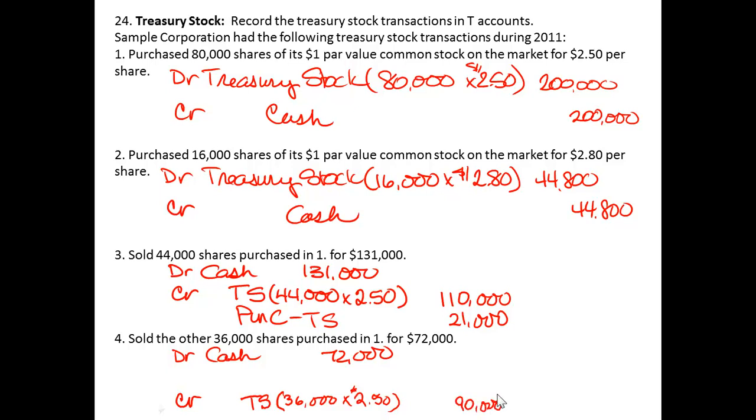And we said that what we use first to compensate for this difference is the paid-in capital Treasury stock. So we're going to be debiting paid-in capital for the Treasury stock for the difference, which is $18,000. So notice we have enough paid-in capital Treasury stock to take care of selling the Treasury stock for less than the $2.50 we bought it for.